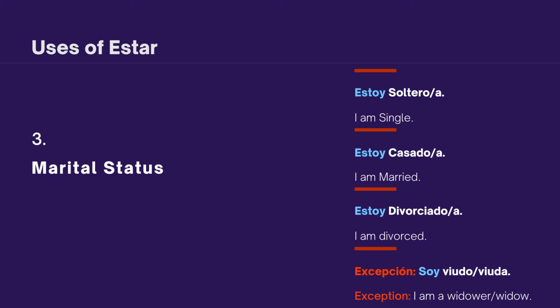But there's one exception, and that's when you are a widower or a widow. Okay, so we say soy viudo, soy viuda. So soy viudo, I'm a widower. Soy viuda, I'm a widow. So that's the only exception. So we use ser for this instead of Estar, because you cannot revive your spouse. You cannot revive your life partner, right? So even though you can remarry again, you cannot revive the person that just died, right? So that's why it's an exception. We use ser.